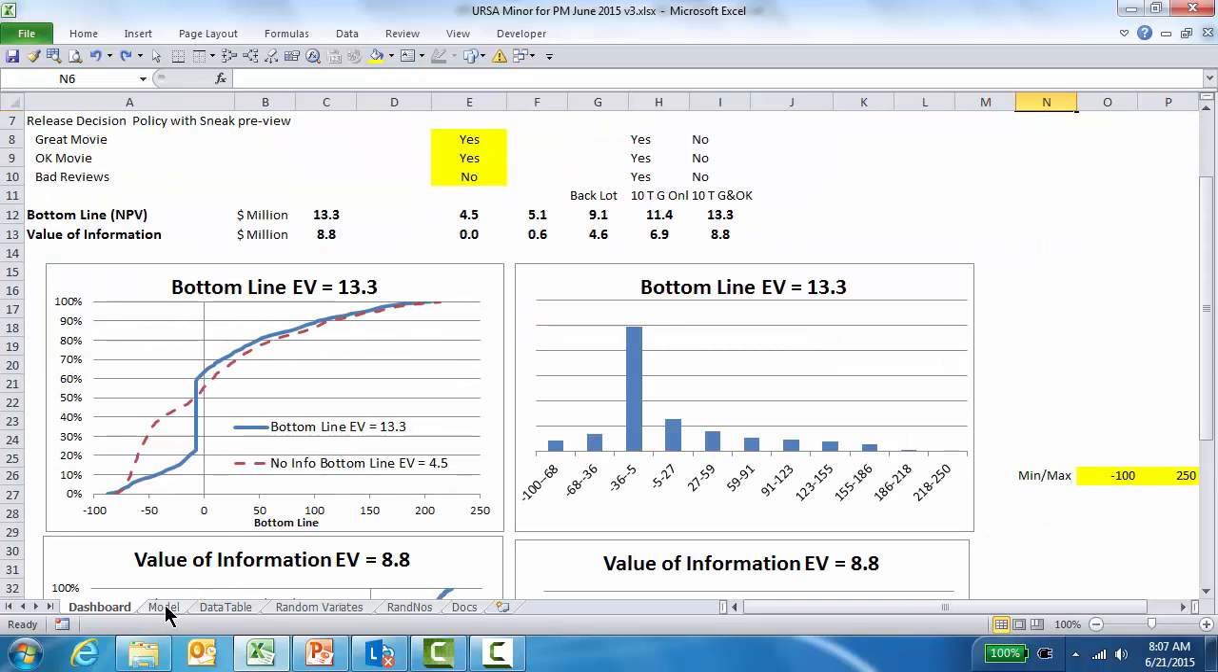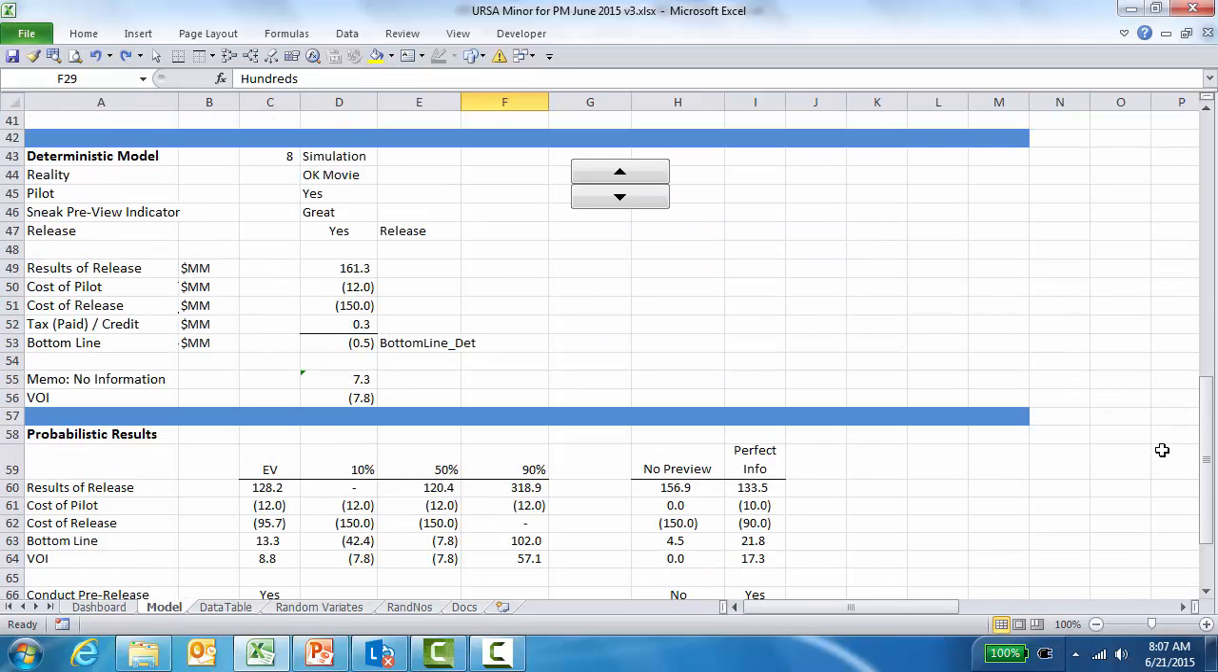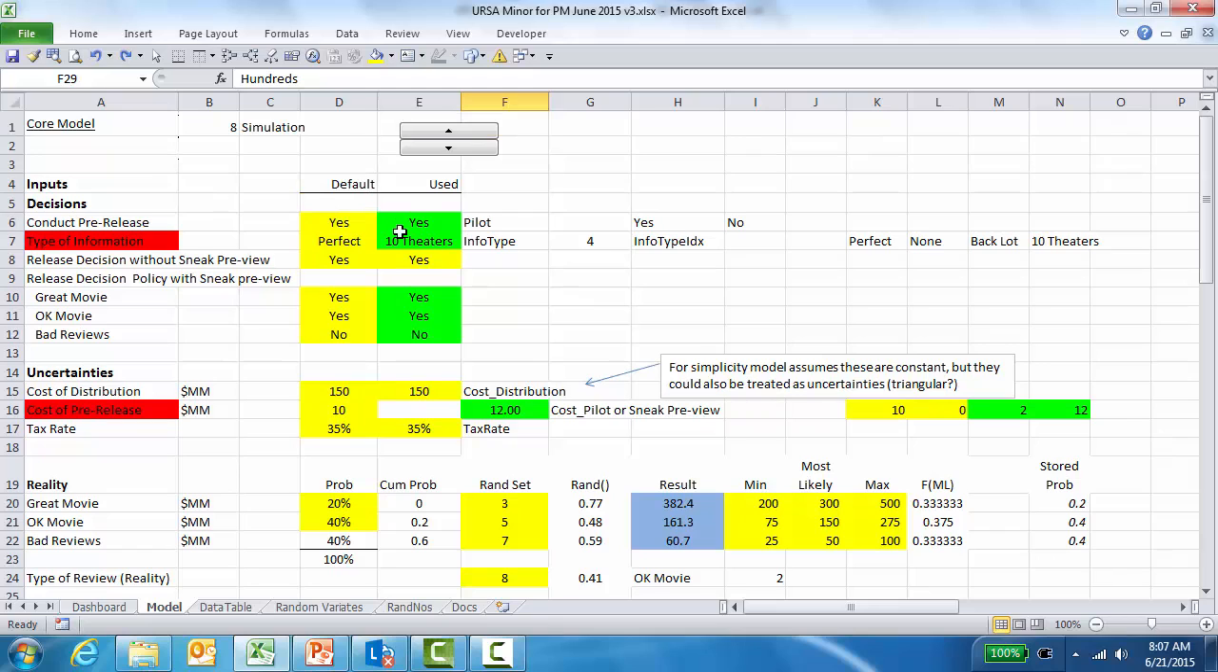So let me show you how the model's set up. This is the model part. And this is simply bringing in the information from our dashboard and our decision policy. It picks up the cost of the distribution. I have the distributions, the reality distributions for the great movie, the okay movie, and the bad movies. Okay? And you'll notice they do overlap. In other words, this minimum here for the great movie is less than the maximum for the okay. But you might also notice that the minimum for the great movie is considerably more than the maximum for the bad movie.